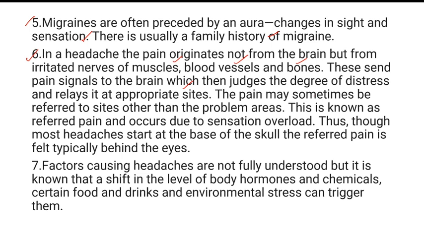The pain may sometimes be referred to sites other than the problem areas. This is known as referred pain and occurs due to sensation overload. Thus, though most headaches start at the base of the skull, the referred pain is felt typically behind the eyes.